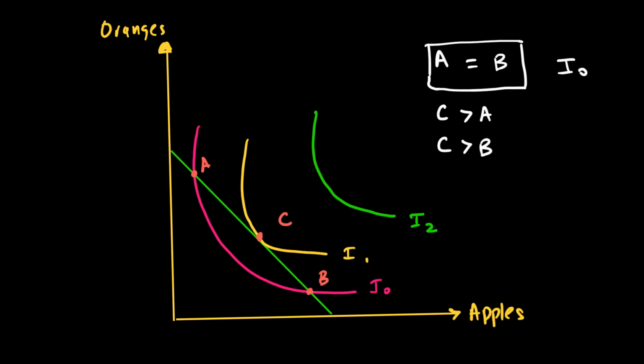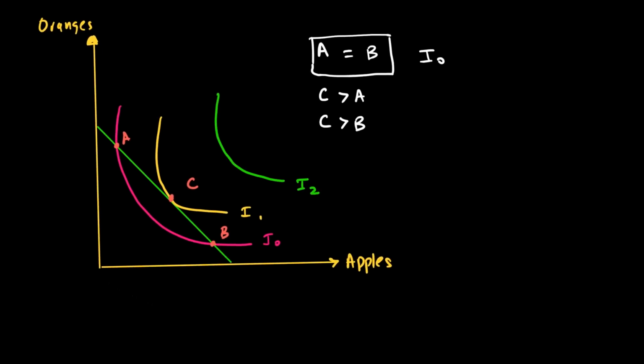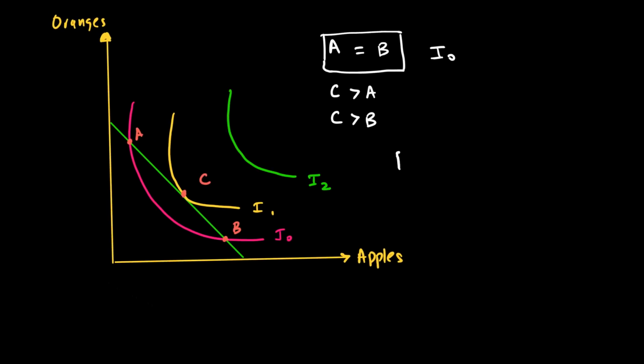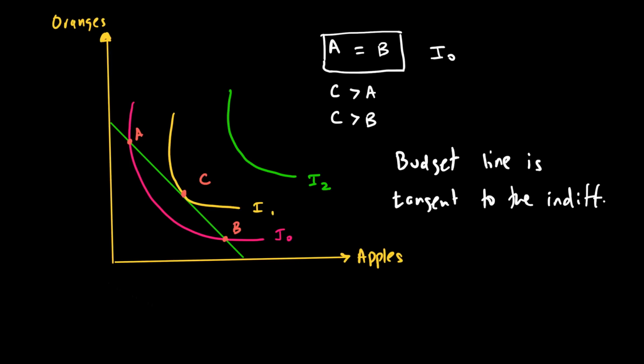So ultimately the combination that the consumer will end up choosing, we say this, is the combination where the budget line is tangent to the indifference curve. And the reason why a consumer will choose this combination is because the maximum possible satisfaction is always on the indifference curve, which is to the right and yet affordable.